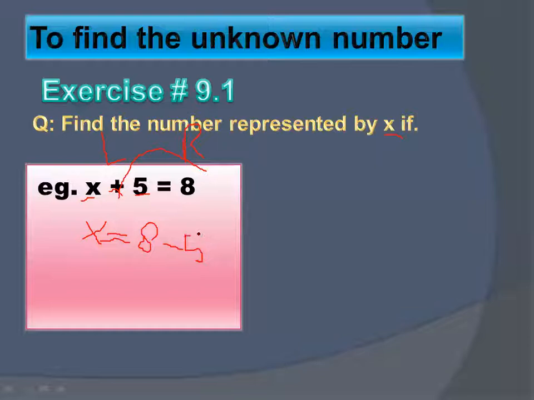Okay, what will it become? It will become minus 5. So x is equal to 8 minus 5, which is 3. That is very simple. So what you have to do here is shift the constant, that is plus 5, onto the right side. Why are you shifting it? Because you have to find the variable x. So keep your x on the left side and move your 5 onto the right side.